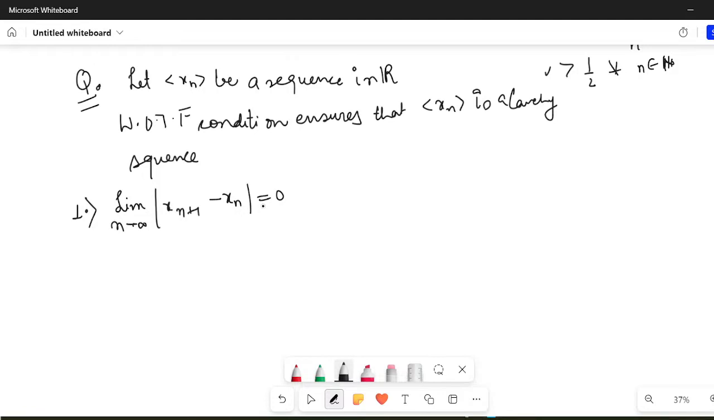So what am I asking? I'm asking that if xn is a sequence, which of the following conditions ensure that xn is a Cauchy sequence? So if I'm saying that limit n tends to infinity of xn plus 1 minus xn is equal to 0, does it imply that xn is a Cauchy sequence?